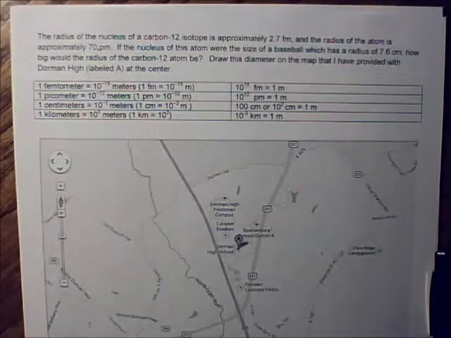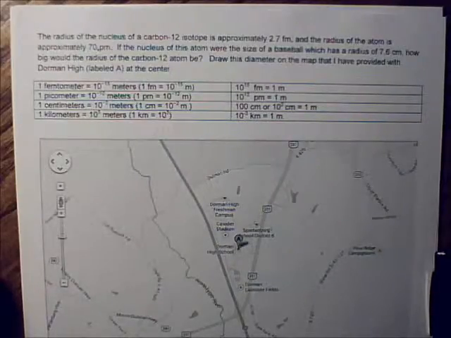So the question is, if the nucleus of this atom were the size of a baseball, which has a radius of 7.6 centimeters, how big would the radius of the carbon-12 atom be? There are lots and lots of ways to solve this problem. In order to compare the two sizes of the nucleus and the atom, I've got to have common units.